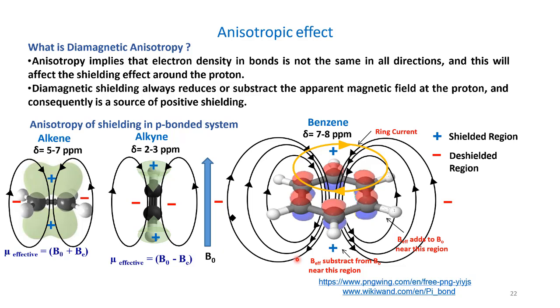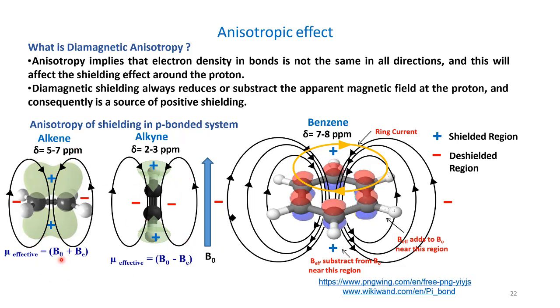The diamagnetic shield always reduces, or subtracts from, the apparent magnetic field at the proton, and consequently is a source of positive shielding. The positive region is the shielded region, and the negative region is the deshielded region, depending on how we are applying the magnetic field. The molecule itself has its own field, which is represented like this for benzene, and like this for the alkene and alkyne.